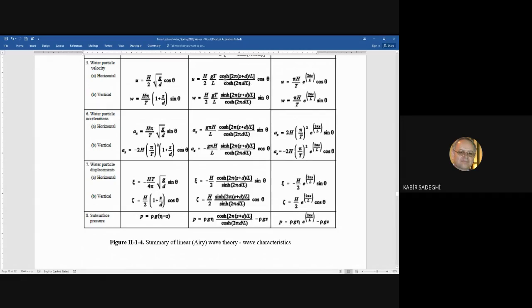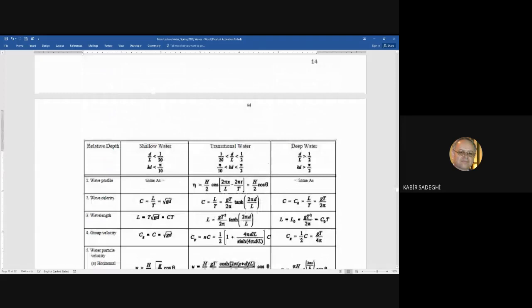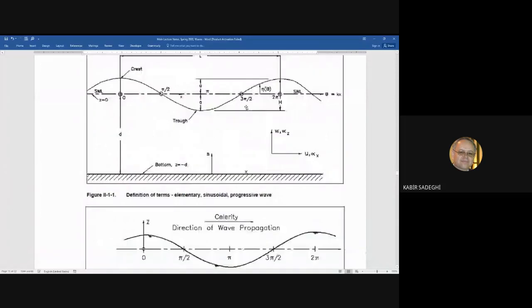But here we have cosine hyperbolic of some other parameter that depends on z and d, normalized by multiplying by 2 pi over L. 2 pi over L was k for us, the wave number. Let's see what it means. It means that when we calculated one thing without considering that one, that was for the surface, or for z equals 0.